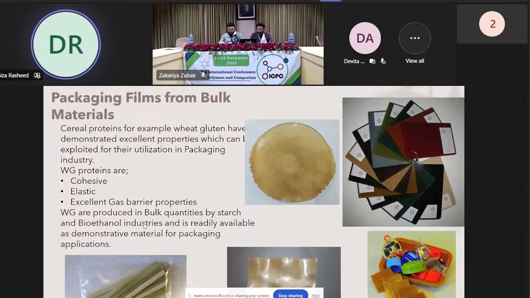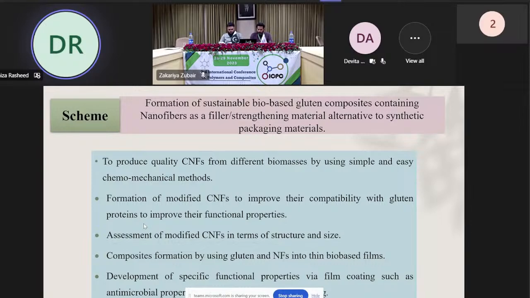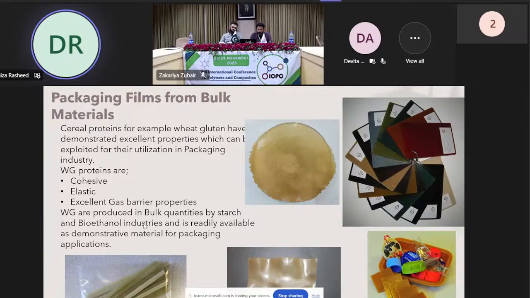The basic objective of this study was this: the materials that I have shown you in these slides demonstrated some excellent properties. For example, I have just said that they have excellent gas barrier properties, they are cohesive, they are elastic, but they suffer from poor strength compared to synthetic polymeric materials, for example, polyethylene or polypropylene. So to make them compatible, we need some additives or fillers in these materials.